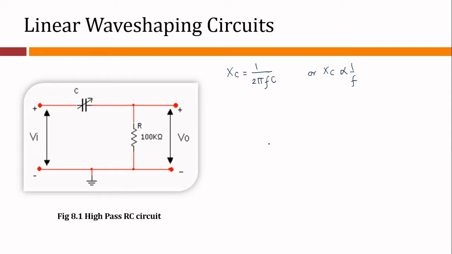The output voltage is developed across the series resistor R. Since the circuit blocks and attenuates the low frequencies but allows high frequency signals to pass through it, the circuit is called a high pass RC circuit. With the increase in frequency, the reactance of the capacitor decreases from this equation, and therefore the output and gain increase. So at very high frequencies the capacitive reactance becomes very small, so the output becomes almost equal to the input and the gain becomes equal to unity.